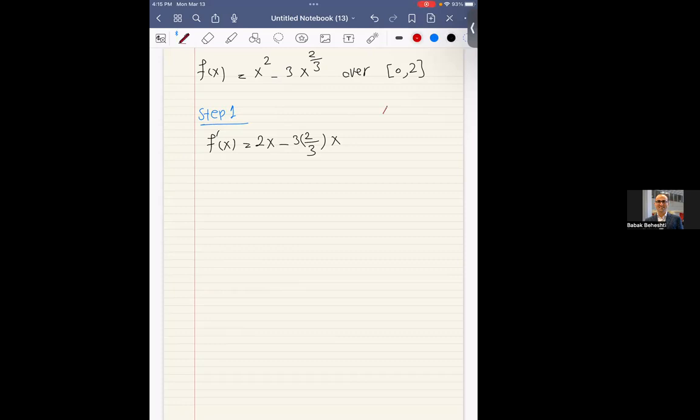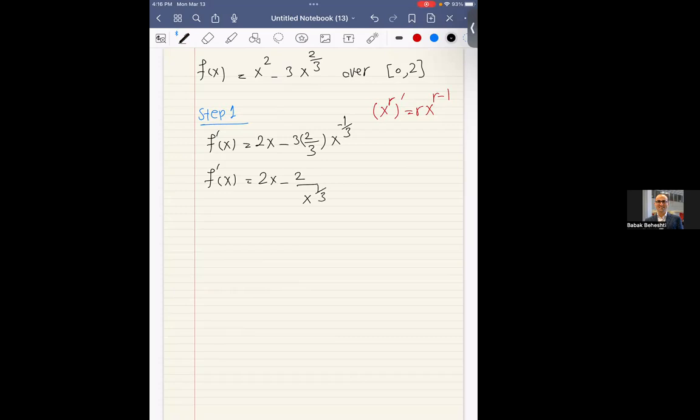Remember that the derivative of x to the power r is r times x to the power r minus 1, right? So the derivative of x to the power 2/3 is 2/3 times x to the power -1/3. And you can also write this, if you just simplify, it's 2x minus 2 times x to the power -1/3, you can write it as 2 over x to the power 1/3.